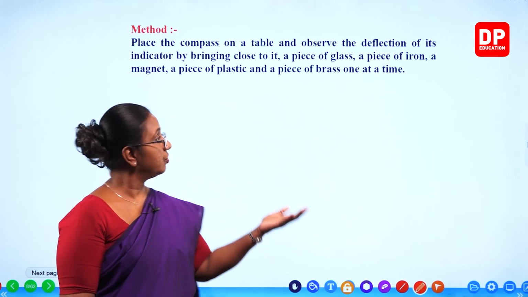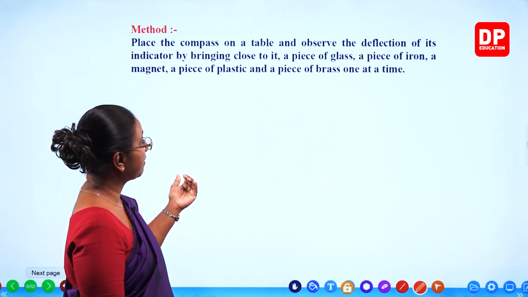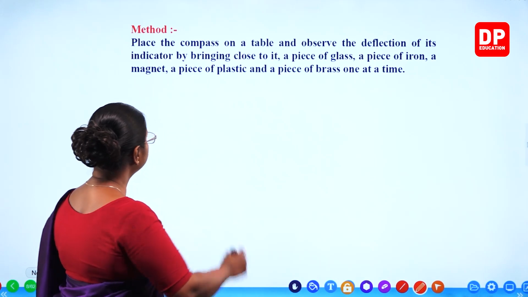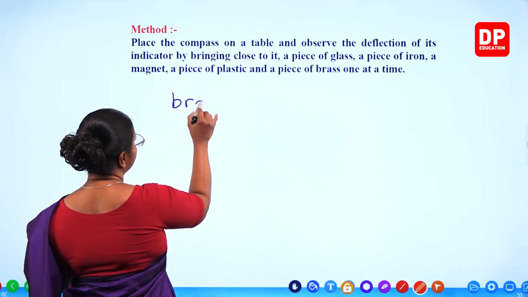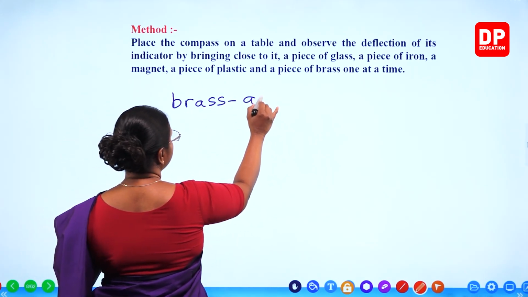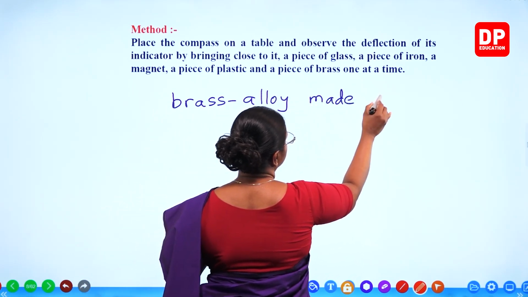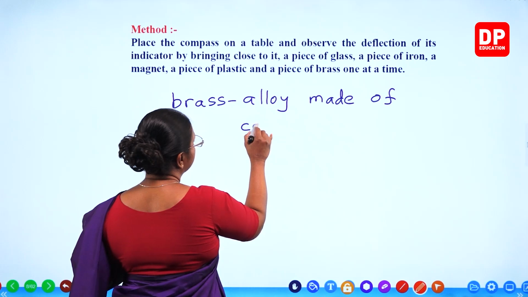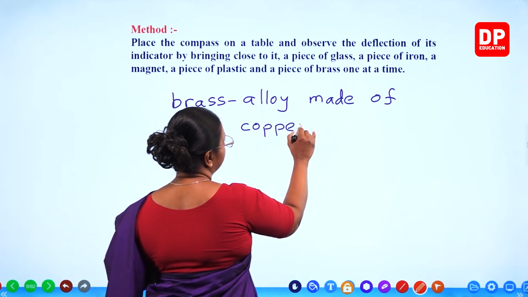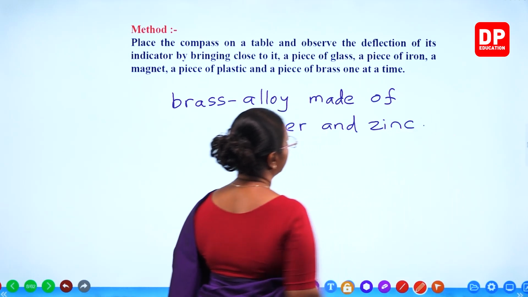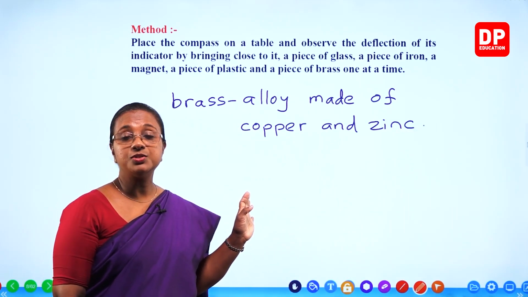For the piece of brass and the piece of iron, we have the iron nails and the brass nails. Brass, you all know, students. What is brass? Brass is an alloy made of copper and zinc. So those are also metals.